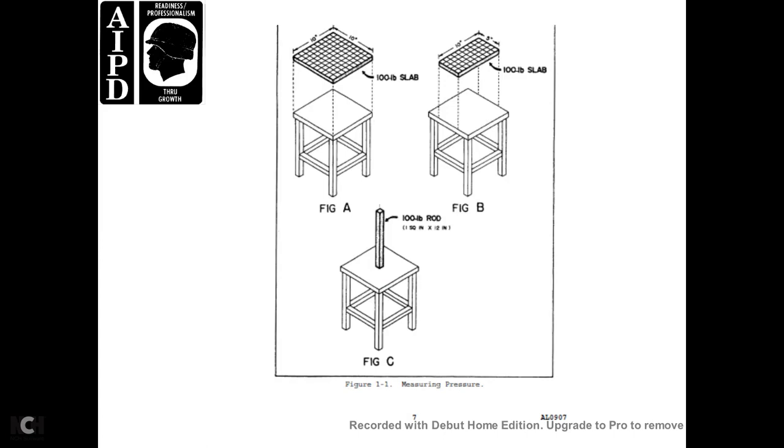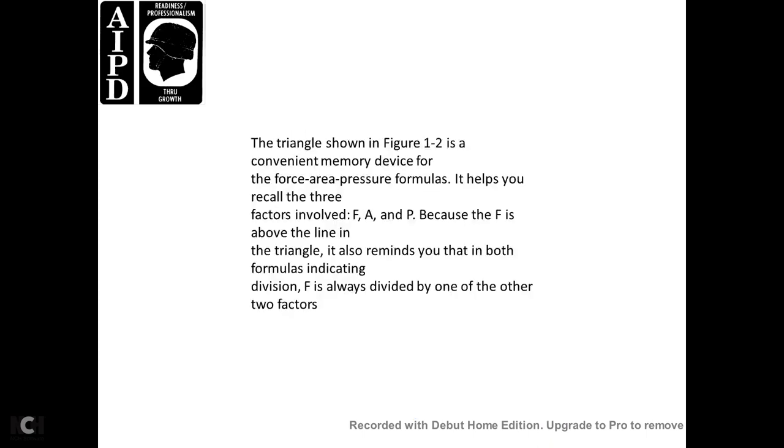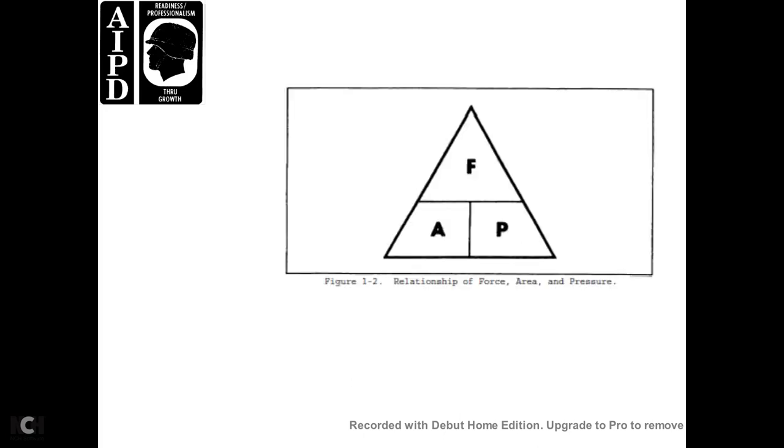Figure 1-2. The triangle shown in Figure 1-2 is a memory device for the force, area, and pressure relationship that helps you recall the three factors involved: F, A, and P. Because the F is above the line in the triangle, it reminds you that both formulas involving F indicate division, where F is always divided by one of the other two factors. Relationship of force, area, and pressure.